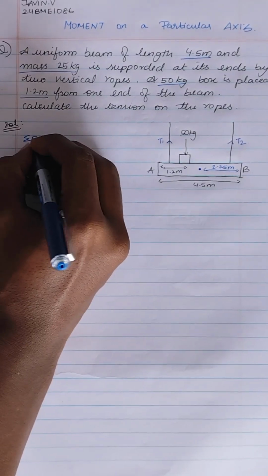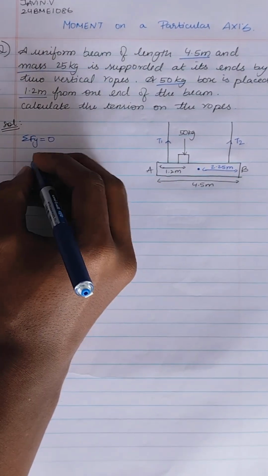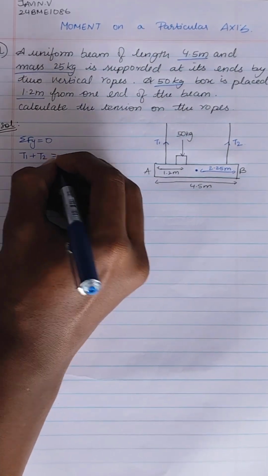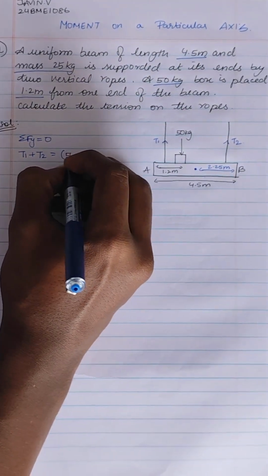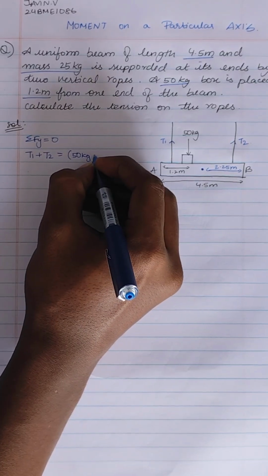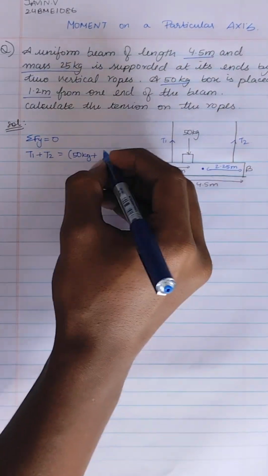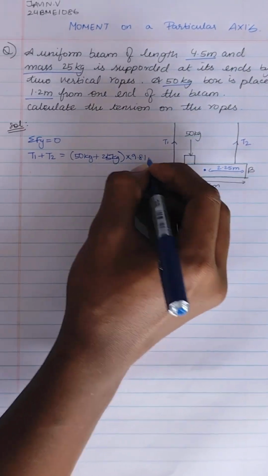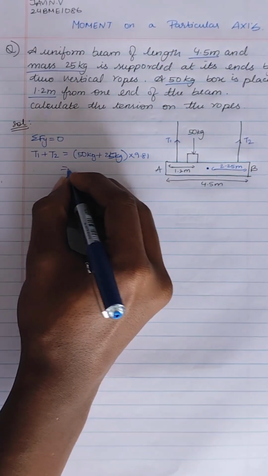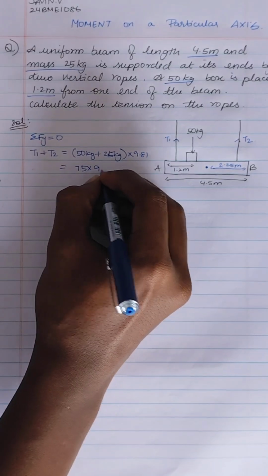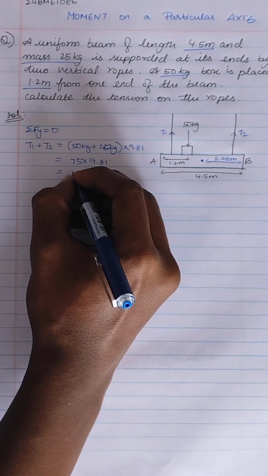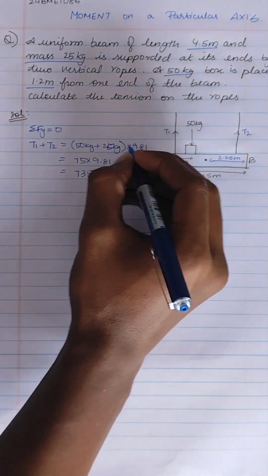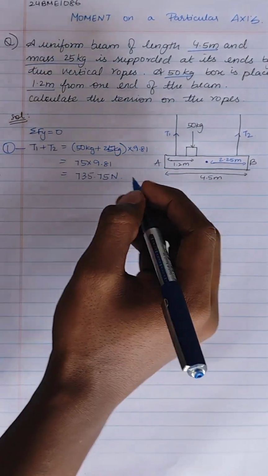Here, sum of Fy equals 0. So T1 plus T2 equals 50 kg plus the beam is 25 kg into 9.81, which is g, equals 75 into 9.81 equals 735.75 Newton. So let's consider this as equation 1.